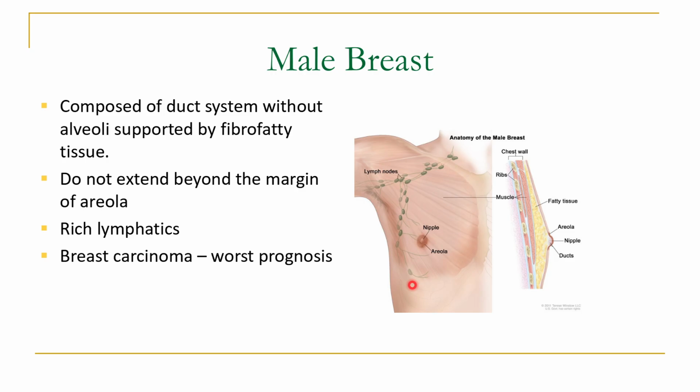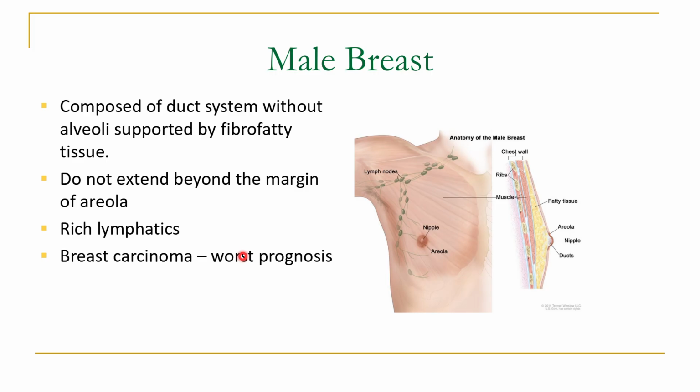Coming to the male breast, it is composed of the duct system without the alveoli, and they are supported by the fibrofatty tissue. They do not extend beyond the margins, but it is richly supplied by the lymphatics. So, breast carcinoma in males has a worse prognosis because of its rich lymphatics. This is one thing which we have to remember.